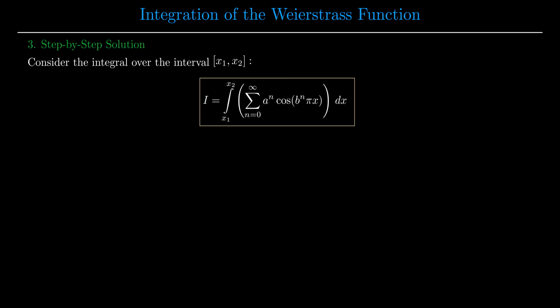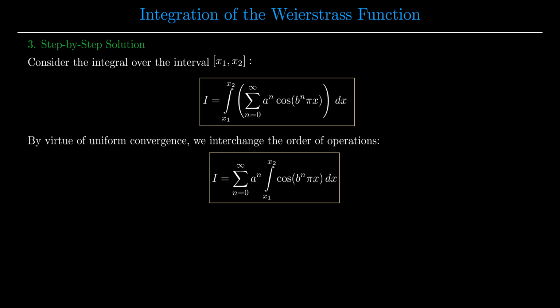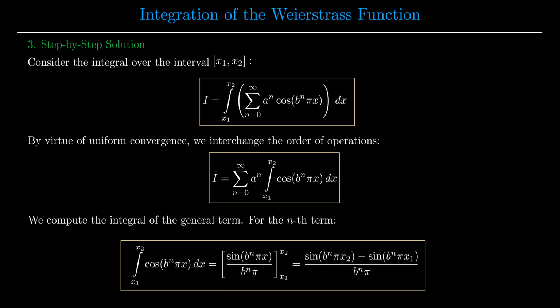We consider the integral I over the interval x1 to x2. By virtue of the uniform convergence we just established, we interchange the order of operations. We pull the summation and the factor a to the power of n outside the integral. We now compute the integral of the general cosine term.